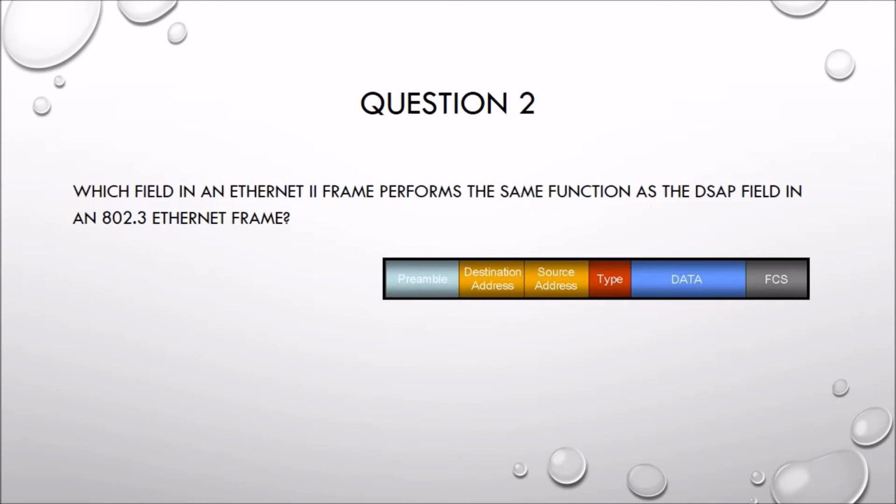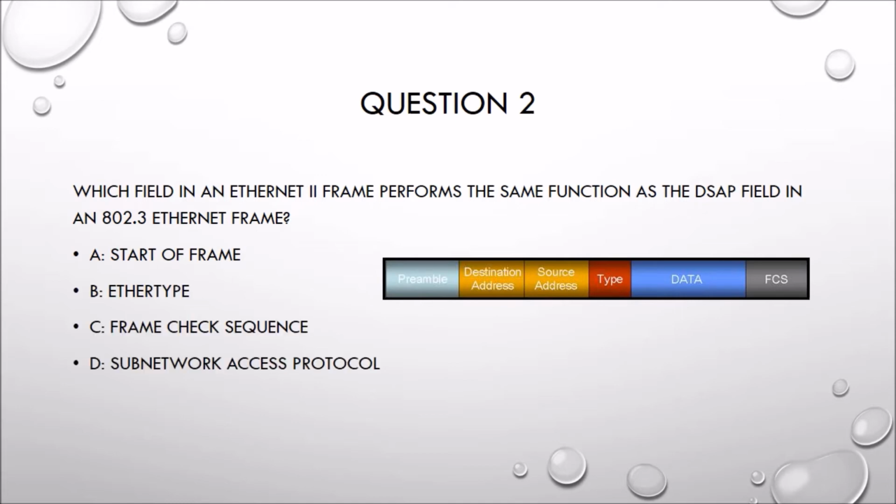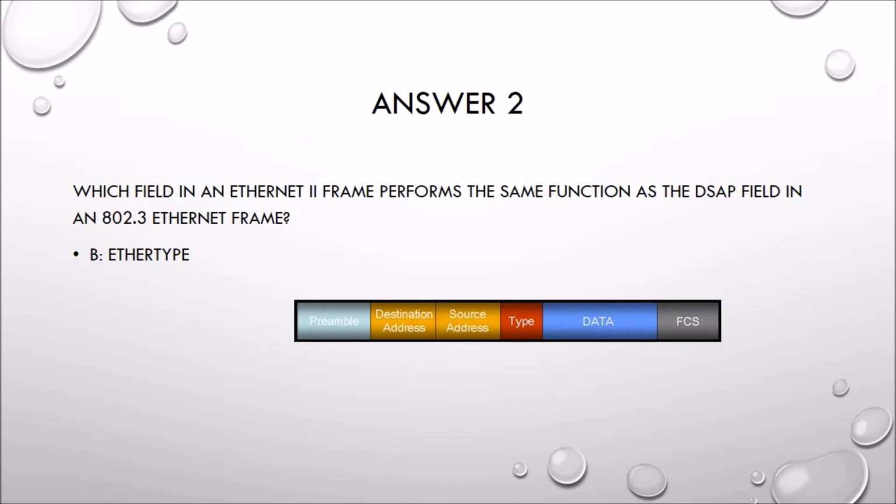Question 2, which field in an Ethernet 2 frame performs the same function as the DSAP field in an 802.3 Ethernet frame? Is it A, the start of frame, B, ether type, C, frame check sequence, D, subnetwork access protocol, or E, logical link control? And the answer is B, ether type. This field can also be referred to as type or length.